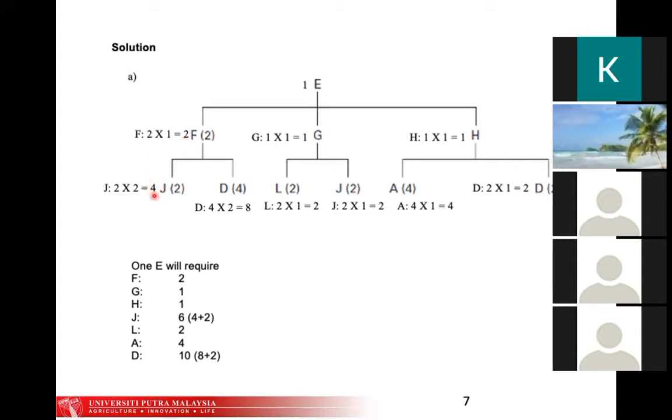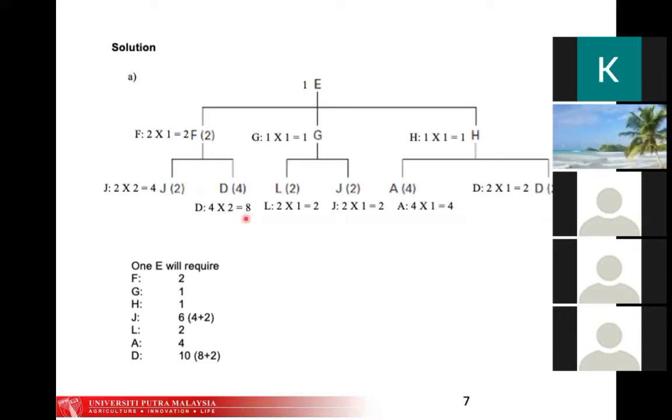To calculate D, we need 4D to produce 1F. But we need 2F to produce 1E. We need 4D to produce 1F. So D equals 4 times 2 taken from the 2 at the F, so equals 8.